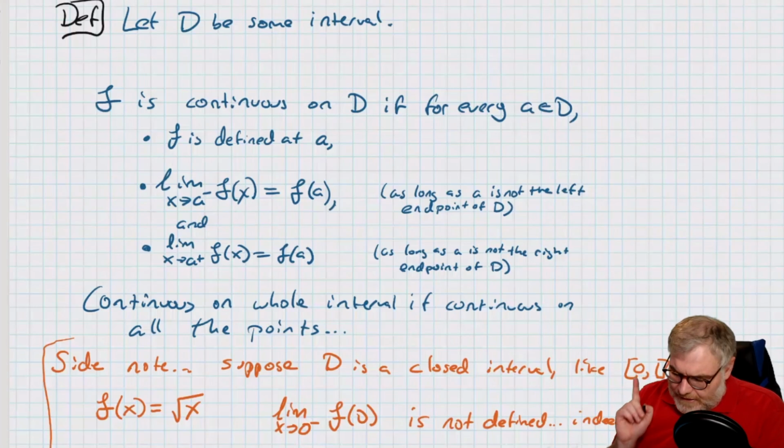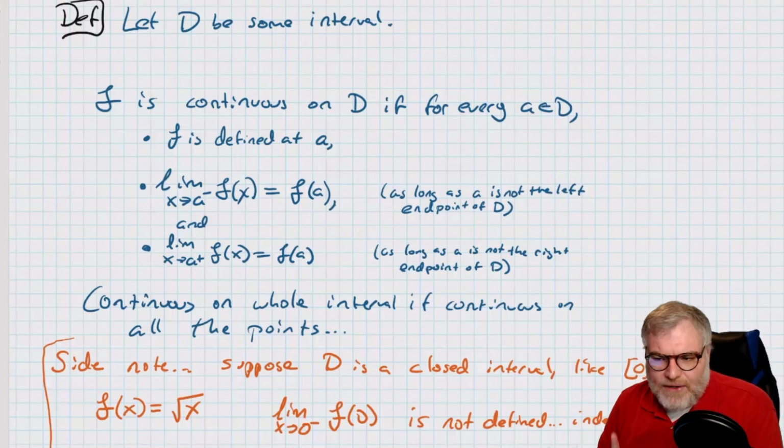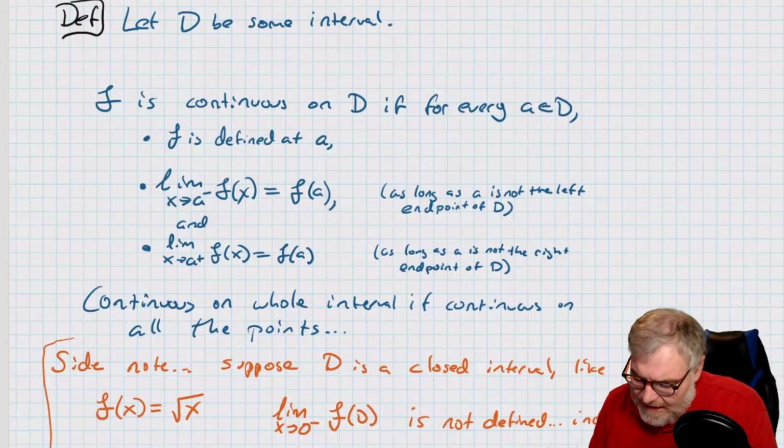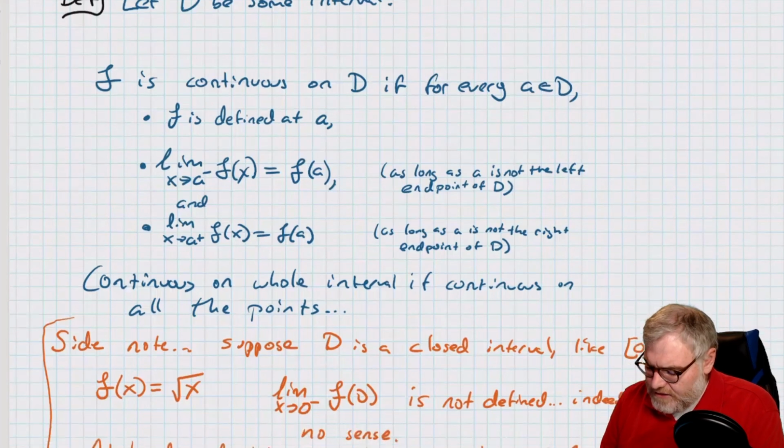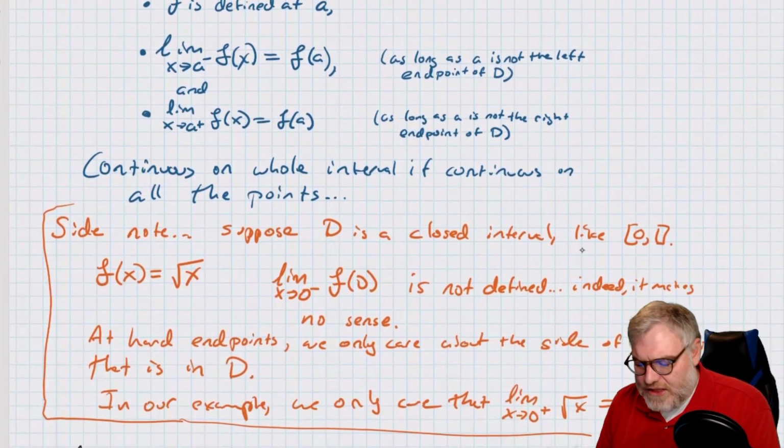Now, as long as a is not the left endpoint, and I'll get to that in a moment, then the limit as x goes to a plus of f of x equals f of a, as long as a is not the right endpoint. So suppose D is a closed interval like 0, 1.